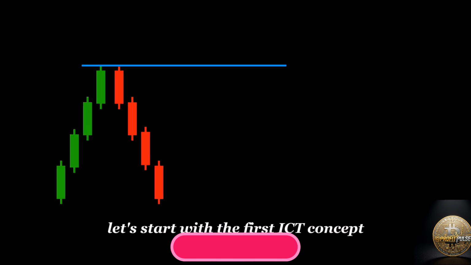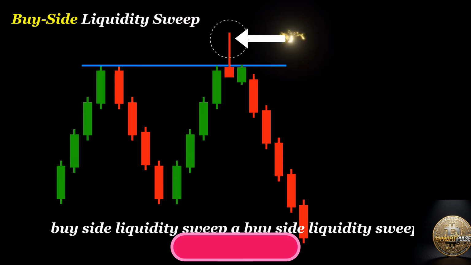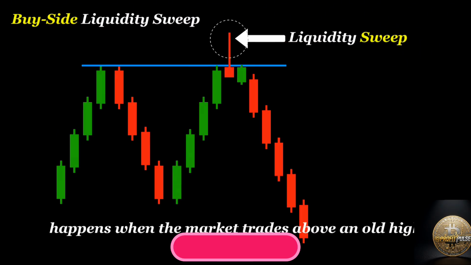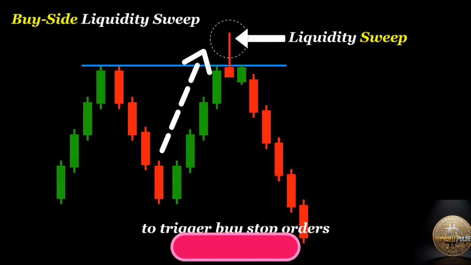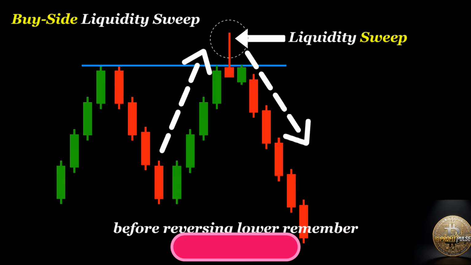Let's start with the first ICT concept, buy-side liquidity sweep. A buy-side liquidity sweep happens when the market trades above an old high to trigger buy-stop orders and attract breakout traders into the market before reversing lower.